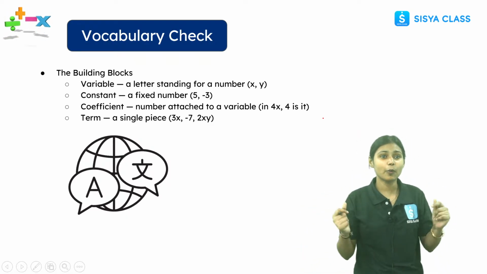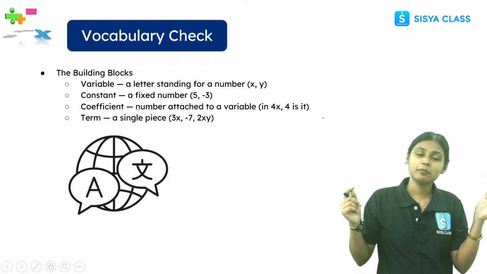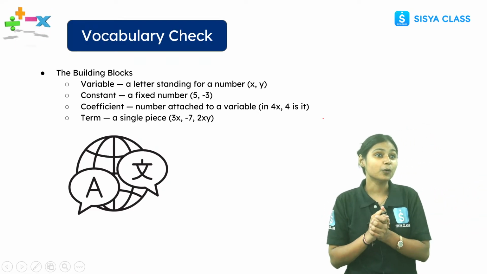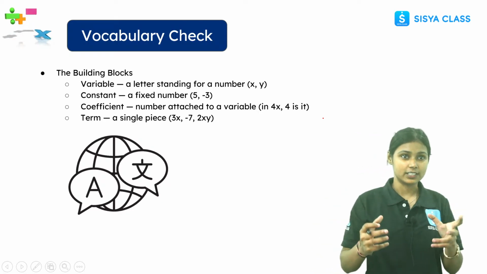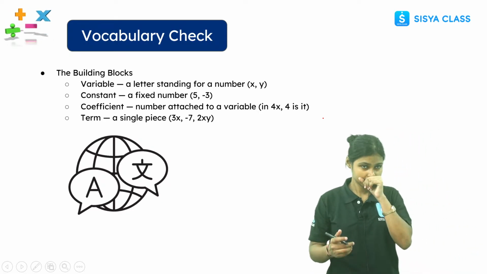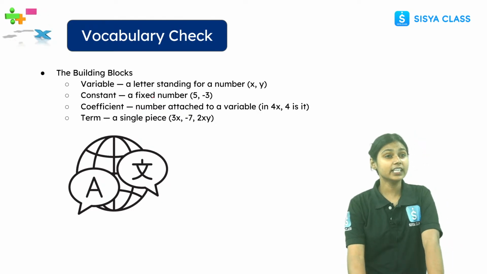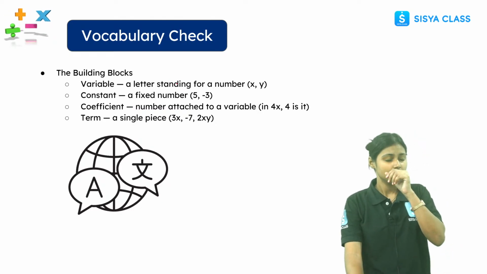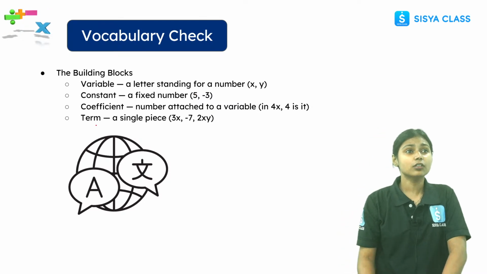Now here is a quick vocabulary check. Let's see whether you know about them or you miss them. These are basically the building blocks of our algebra. The first is a variable, a letter standing for a number, which is x or y. So what is a variable?